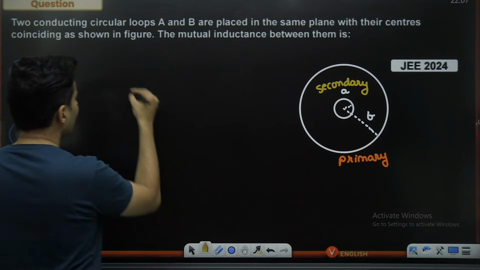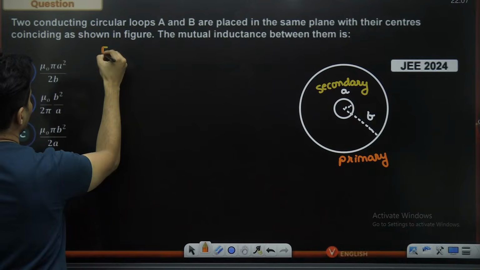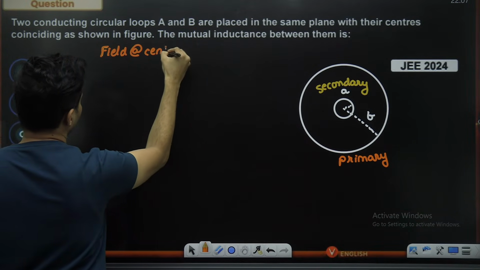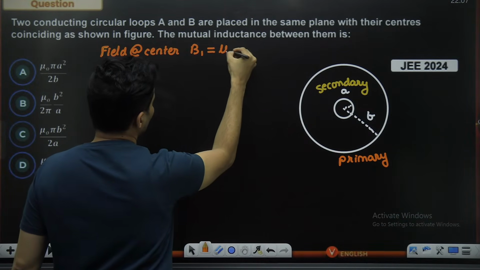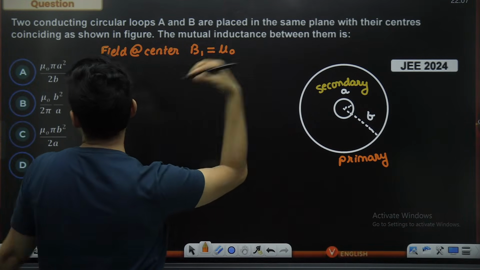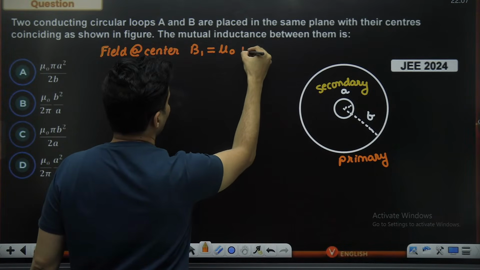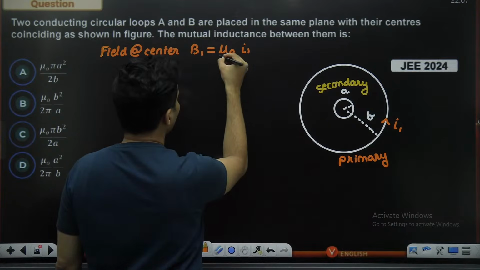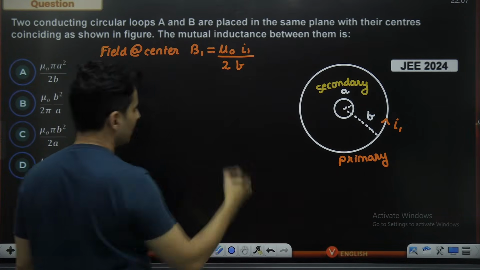So if you ask me, the magnetic field at the center, how much will it be due to the primary? It will be mu naught, number of turns, just one, I guess, one circular loop, I is I1, some current will be going over here, divided by 2R, radius is nothing but B, that's it.